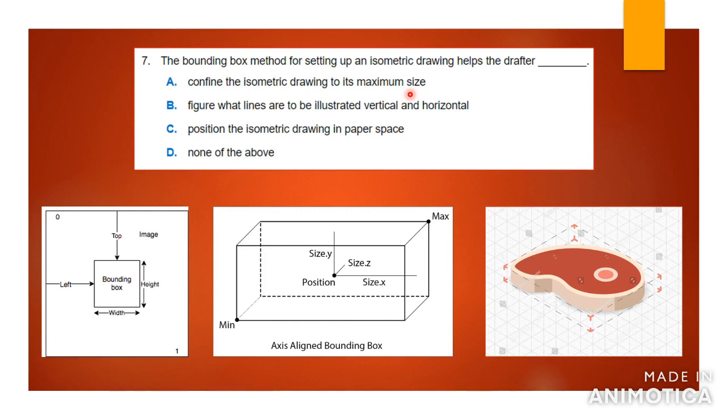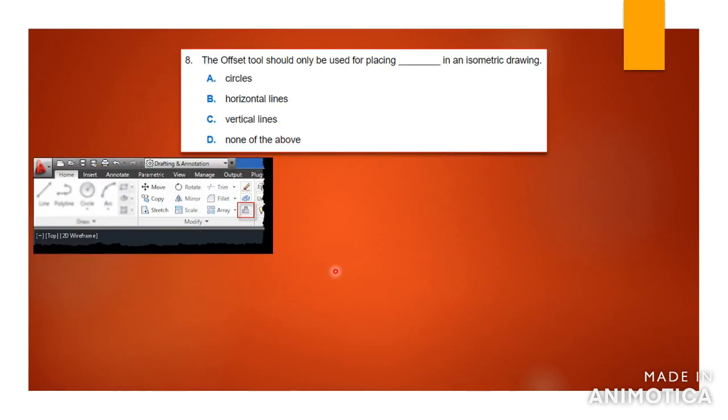Okay, and it also has to do with design and so on. So the answer would be here. All right, number 8 says the offset tool, and if you go to AutoCAD you will know where the offset tool is located. It's in the Modify tab, and the offset tool should only be used for placing dashes in an isometric drawing.